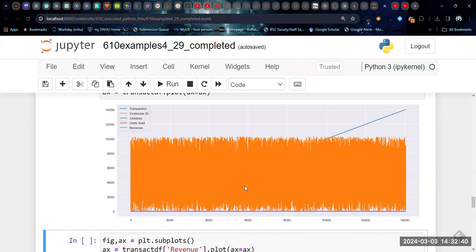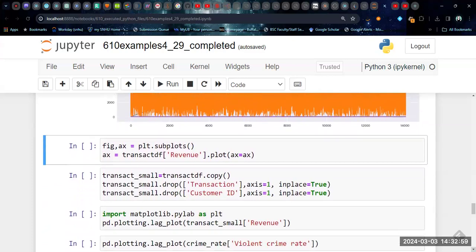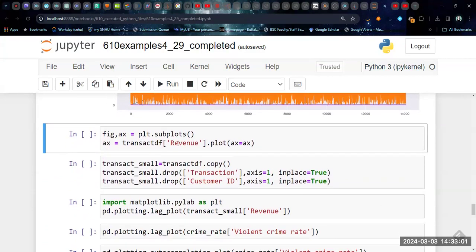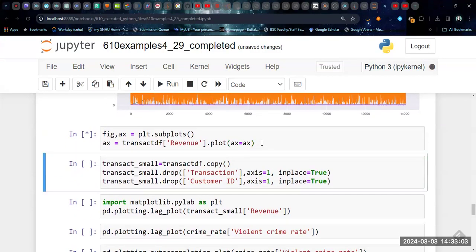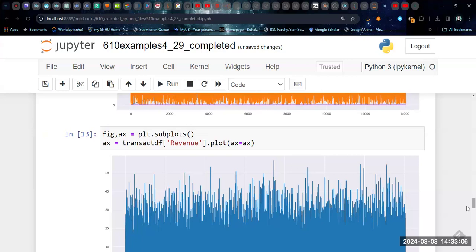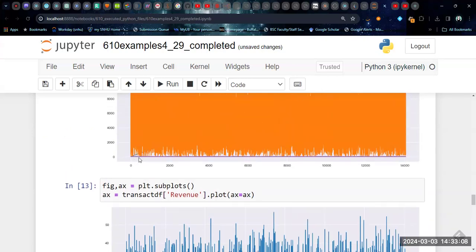So we have some things that we need to extract from this. Again, not a useful graph, but it does tell us a little bit about some of the variables. These are very small. The transaction ID and the customer ID both need to come out of our analysis. Now here we're just going to plot revenue. And now that we remember, revenue is way down here in one of these purple lines at the bottom.